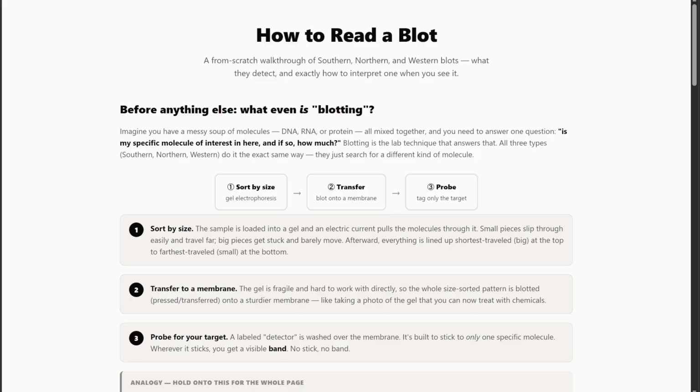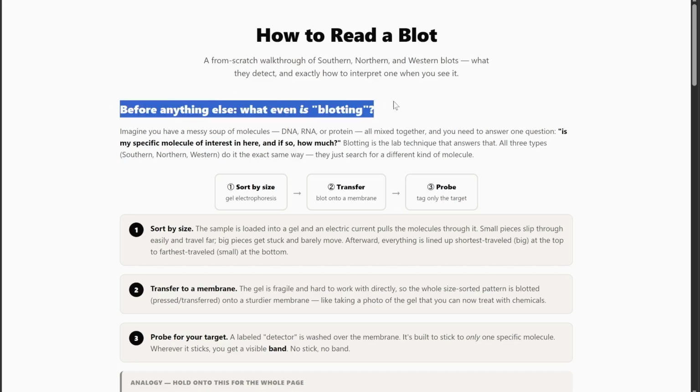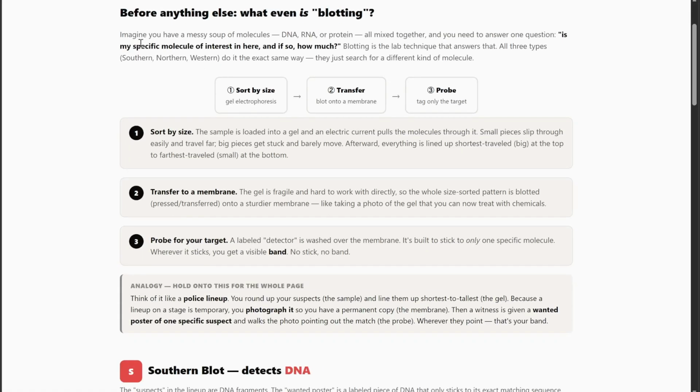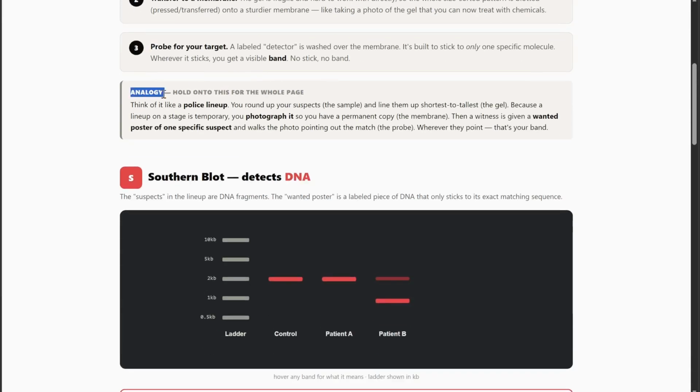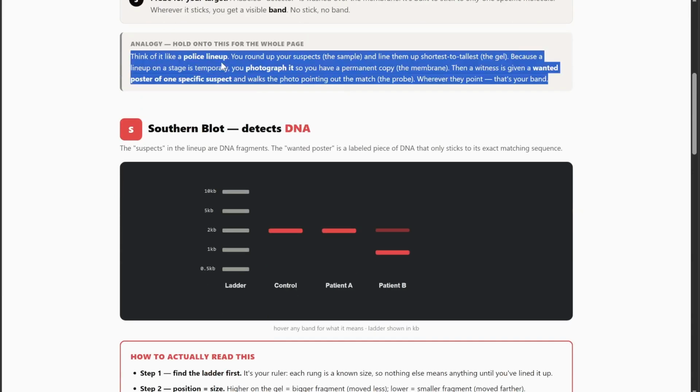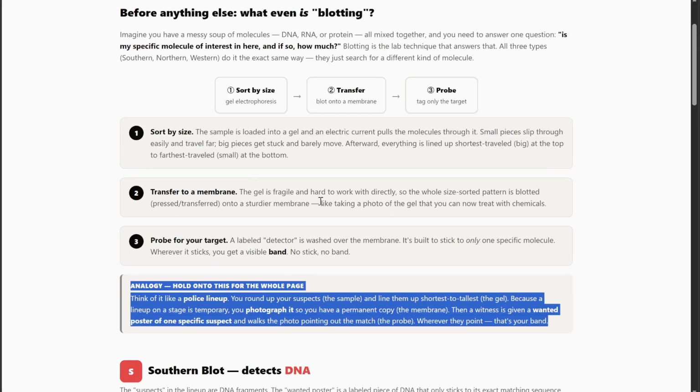Before anything else, we want to understand what blotting is in the first place. Imagine you have a messy soup of molecules, all mixed together, and you want to know: is this my specific molecule of interest, which could be DNA, RNA, or protein? Blotting is the lab technique that answers that. We already went over that gel electrophoresis can sort by size. Note that it could also sort by charge, depending on the type of electrophoresis, and then you transfer that and probe. So we already know that. I don't want to go over the analogies again because we already went through this part thoroughly.